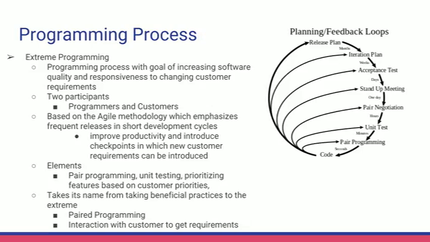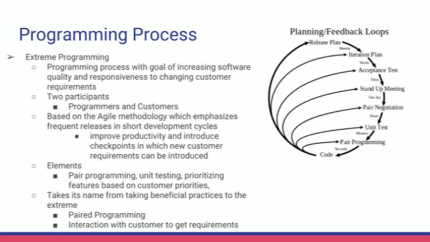Then the programmers will code the features, test them, and then release a finalized product at the end of that cycle, at which point the customer again will meet and review that code release, and be able to update the requirements or scrap something entirely. Maybe they decide they don't want a feature anymore, or they want the feature to be different. The programmers will then take those updated requirements and start a new cycle. So it uses paired programming, unit testing, and again, prioritizing features based on customer priorities.